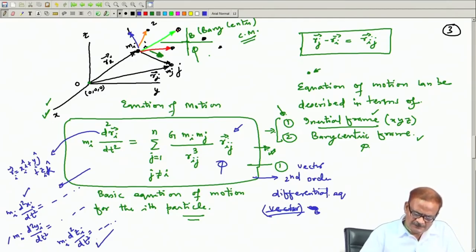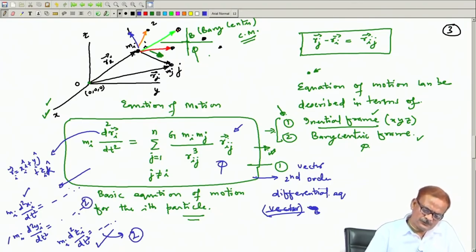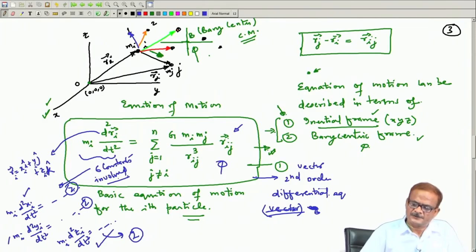So, how many constants will be involved with each of them? Two with this, two with this and two with this. So, in total six constants. So, for one particle six constants are involved.